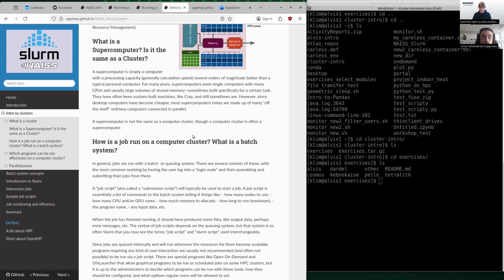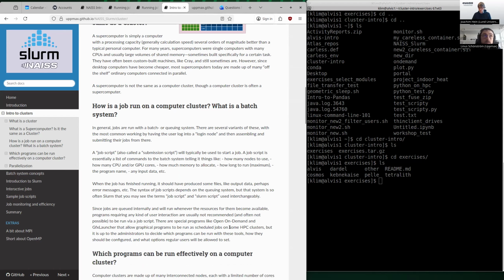You can list a number of commands there to tell your batch system or queuing system, which in our case here with NAISS, most of the clusters are using Slurm. We can also call it Slurm. Tell Slurm what kind of resources you need or what you want to do with your job. For example, here you can say how many nodes or how many CPUs, GPUs, and how much memory you want to allocate and for how long you want to run your job.